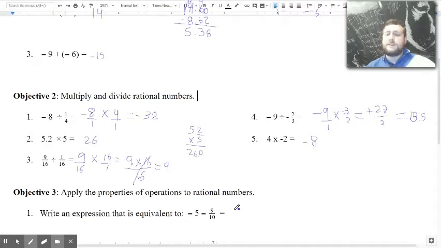So the answer is negative 8. And so there you go. That is objective number 2. Essentially, it's just about remembering those rules of multiplication and division when it comes to signs. The rest is just the same as you used to do in 5th and 6th grade.